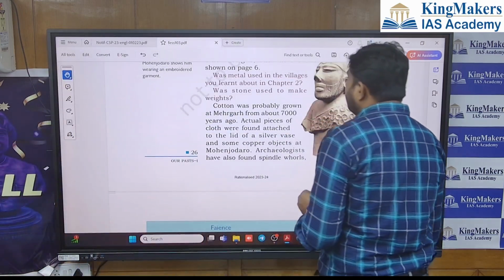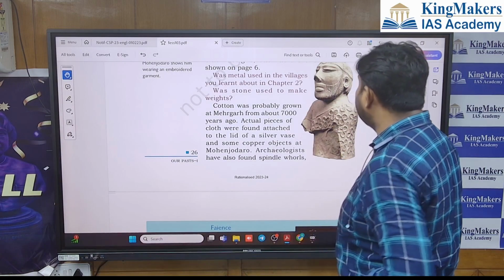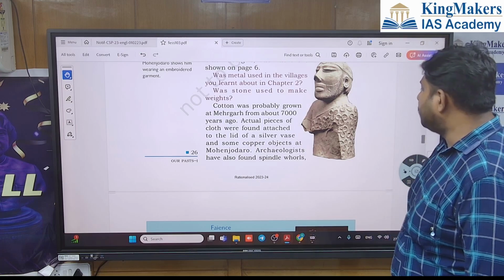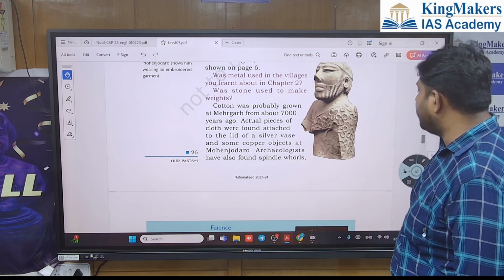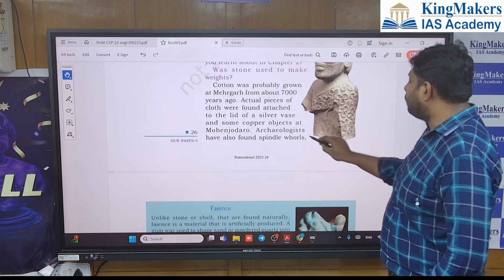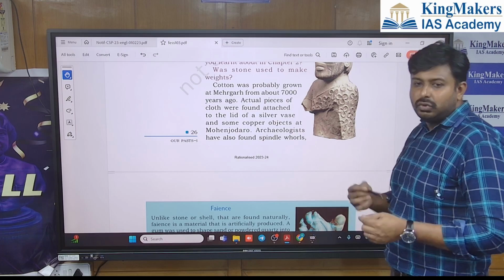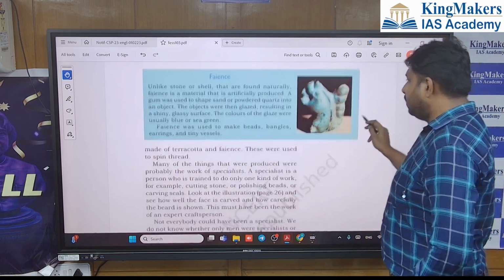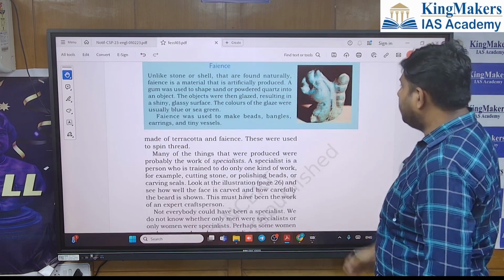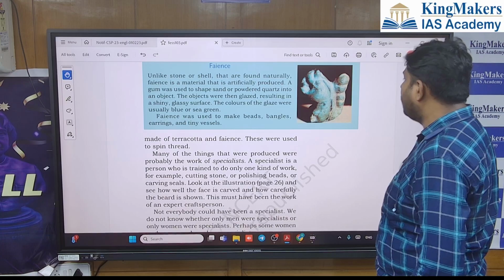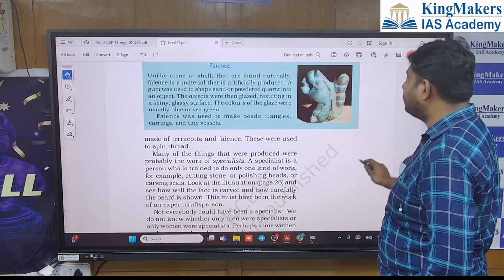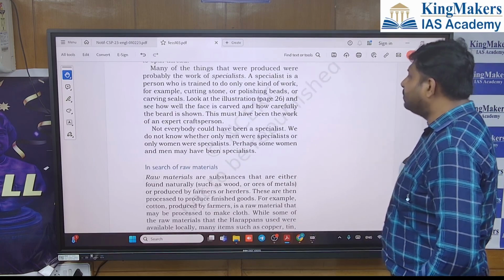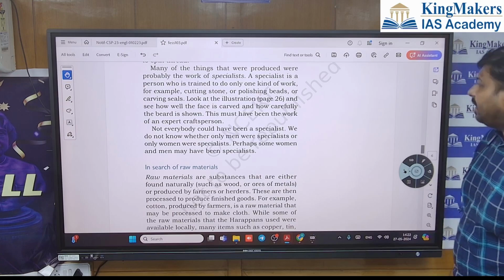Okay, and they are also telling that cotton was grown at Mehrgarh. Pieces of cloth were found attached to the lid of a silver vase, and some copper objects also found in Mohenjo-daro. They also found a spindle. Spindle is the one which is used to spin cotton. Okay, cotton threads. And faience is a material that was also used, okay, glazed for a glassy surface, beads, bangles, earrings. Okay, so specialists were there, cutting stone, polishing beads.